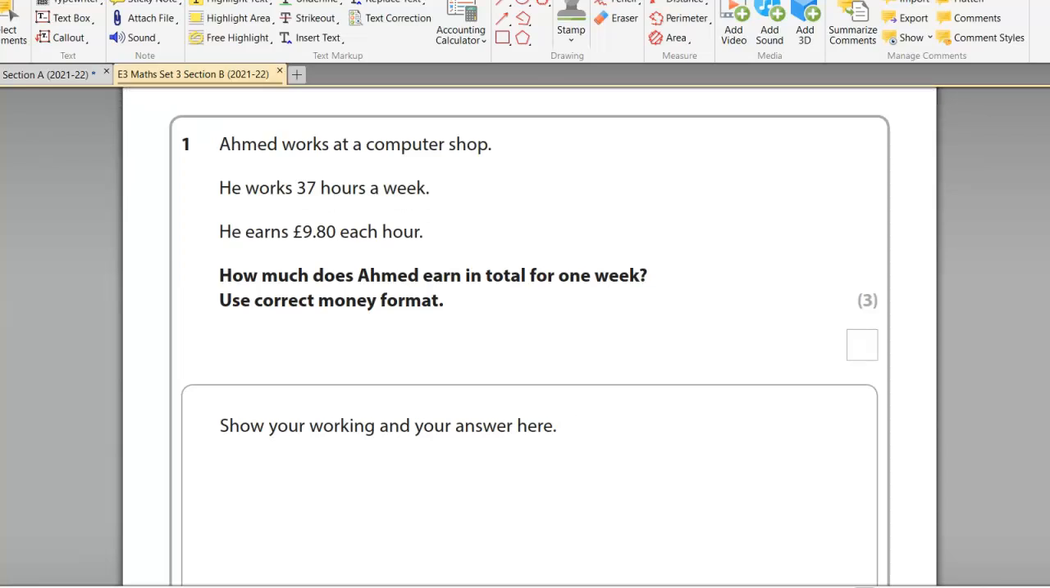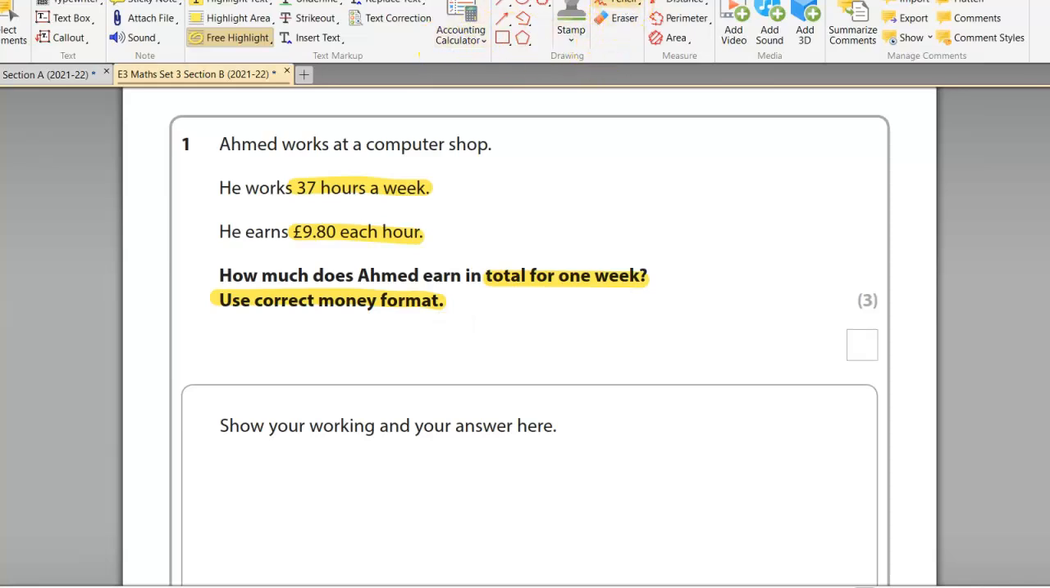So question 1, Ahmed works at a computer shop. He works 37 hours a week. He earns £9.80 each hour. How much does Ahmed earn in total for 1 week? All right, so let's look at the key information here. 37 hours a week, £9.80 each hour. And we want the total for 1 week using correct money format.